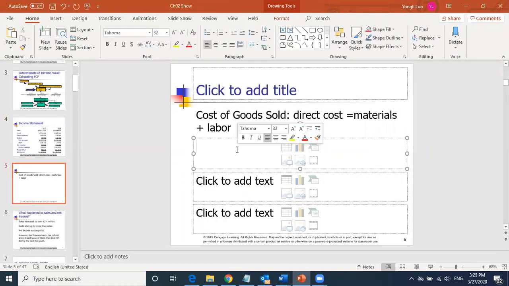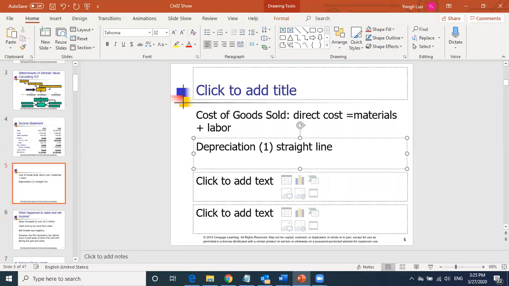And the depreciation, basically, you have two ways. One is called straight line depreciation.